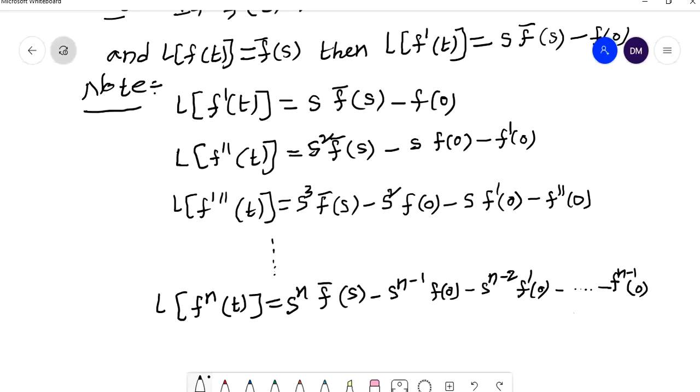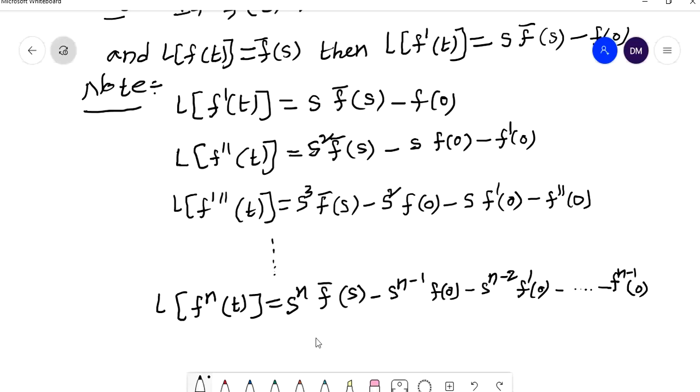So this is the property, the Laplace transform of derivatives. This is a very, very important property. With the help of this property we can solve ordinary differential equations. We will see that in the next unit, how to solve ordinary differential equations with the help of the Laplace transform of derivatives, right?